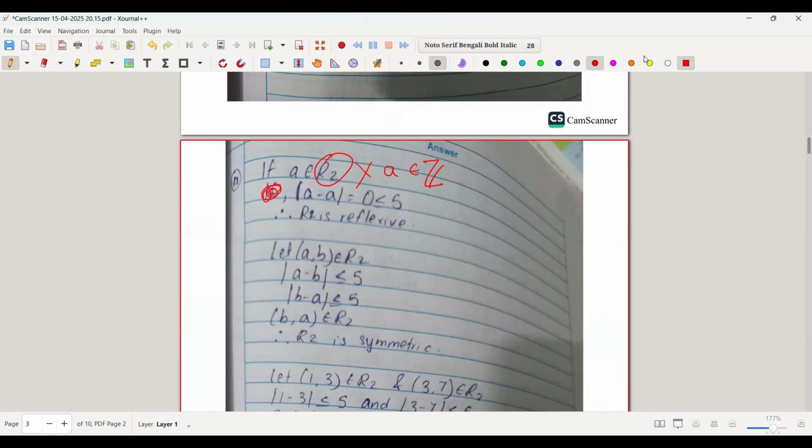A belongs to Z. If a belongs to Z, then mod a minus a is equal to 0, which is less than 5. So here you have to write some more things. After this line you have to write: for all a belongs to Z, (a, a) belongs to R2. Therefore R2 is reflexive.